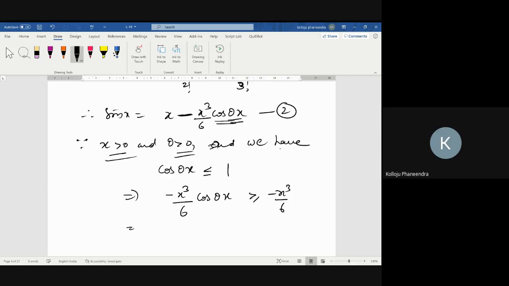Here, using this, so you write like this. Better, sir, write this step here: less than 1 only. So we have cos theta x less than or equal to 1 generally.